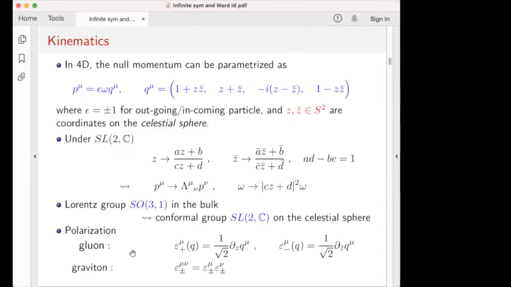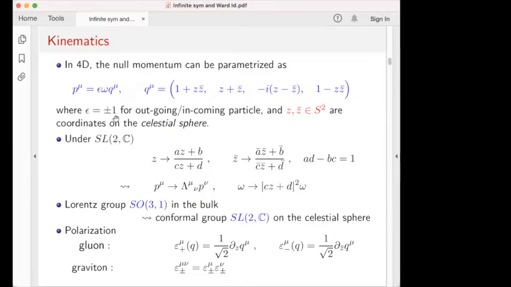So let me start with kinematics. As I said, I'm interested in 4-dimensional scattering amplitudes, especially massless field scattering. The massless fields have null momentum, which can be parameterized as follows. We have this null momentum P^mu. It can be written as the product of three pieces: epsilon, omega, and Q.